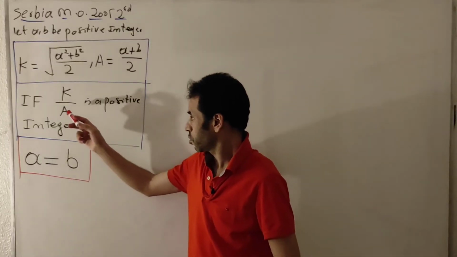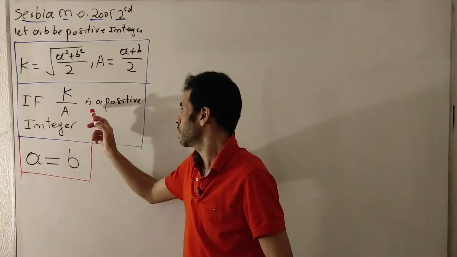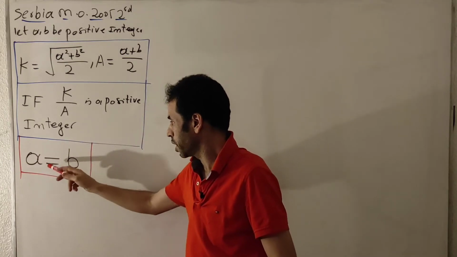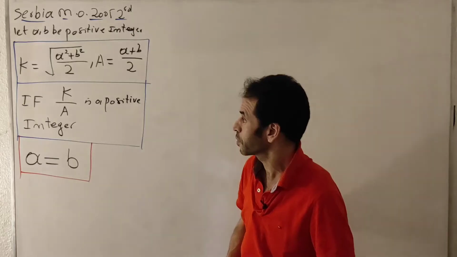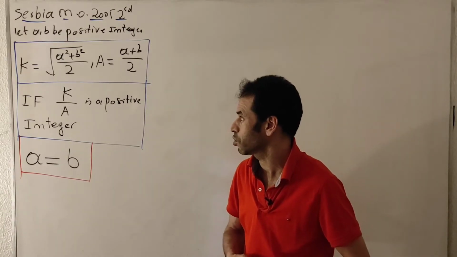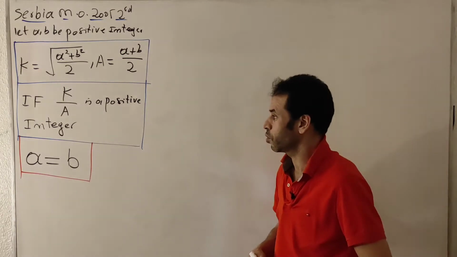Okay, so if we have this condition, if K divided by A is a positive integer, we are going to show a equals b. Okay, it's very simple. If you would like to give it a try prior to getting to the solution, just go ahead, pause this video, and come back to see the full solution. Okay, now let's jump into the solution.